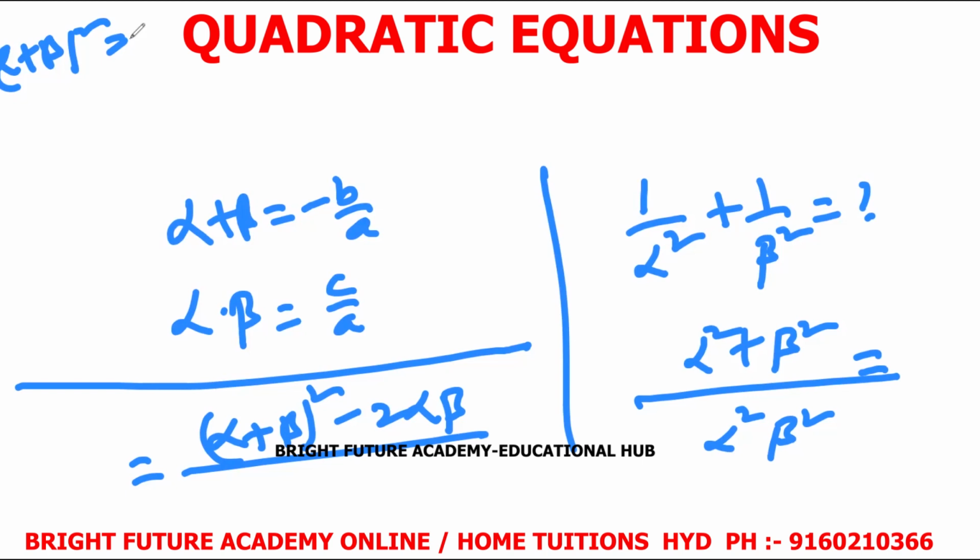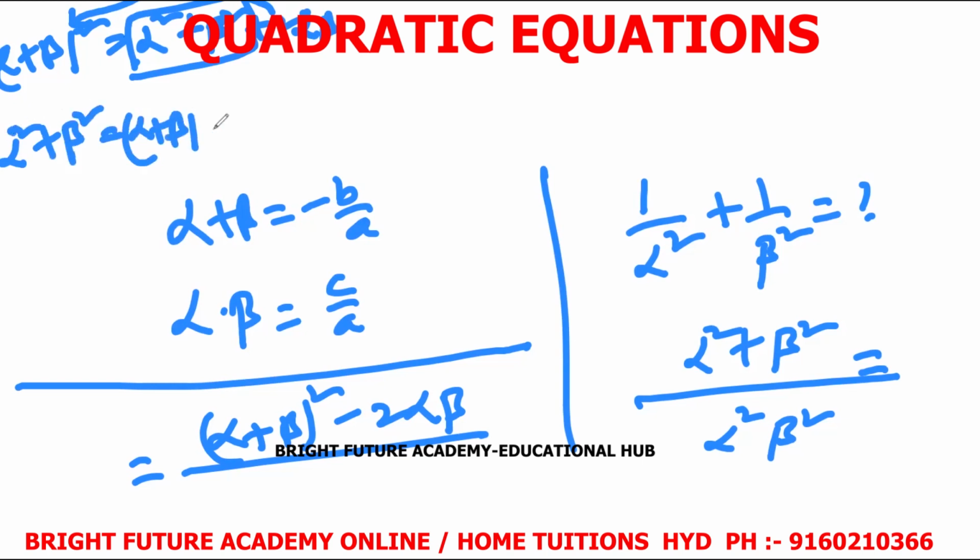We have the formula: alpha plus beta whole square is alpha square plus beta square plus 2 alpha beta. From this, you require alpha square plus beta square alone. For that reason, send plus 2 alpha beta towards the right hand side. Am I right? Yes, sir. At that moment, we'll get alpha square plus beta square is equal to alpha plus beta whole square minus 2 alpha beta. This is the criteria.